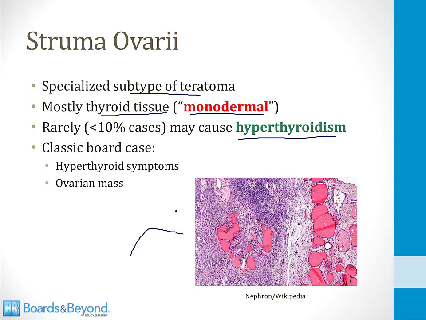This is a picture of what they look like under the microscope here. You can see these red circles that resemble thyroid follicles and contain thyroid hormone. So although this is a very rare tumor and it only rarely causes hyperthyroidism, the classic board case you should know about is for a young woman to present with hyperthyroid symptoms and an ovarian mass. She likely has a stroma ovarii.